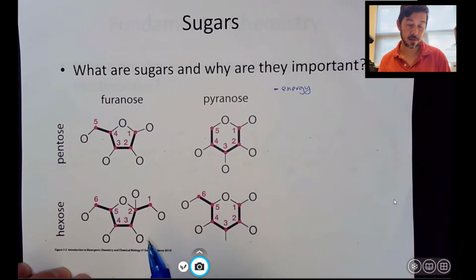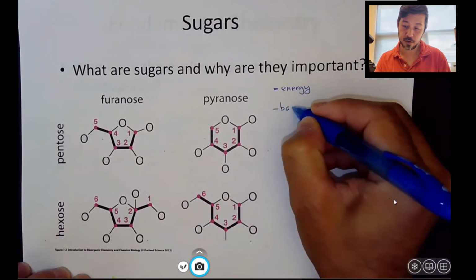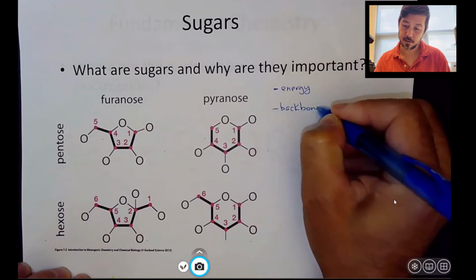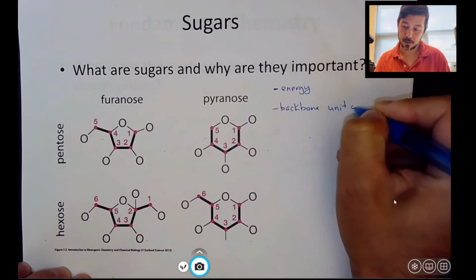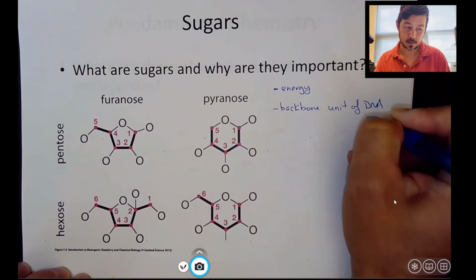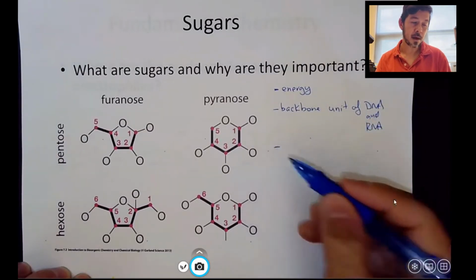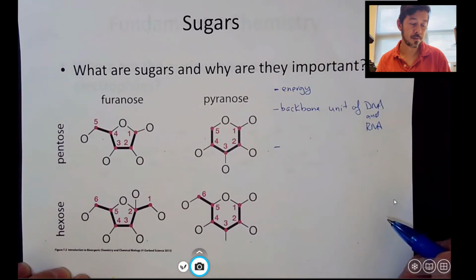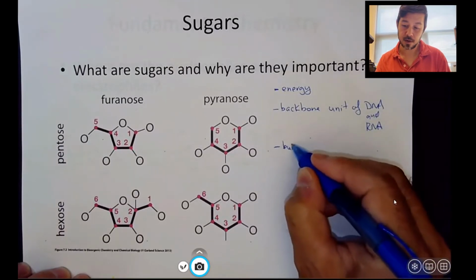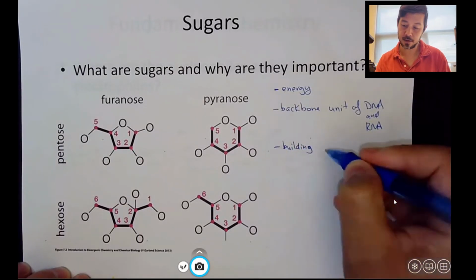Okay, so we have the furanose sugars, ribose sugars. So they are the structural unit of nucleic acids like DNA and RNA. They are also important building blocks for proteins. So glycoproteins, a lot of proteins utilize different sugars to help alter its function and its properties. So they can be very important also for proteins.